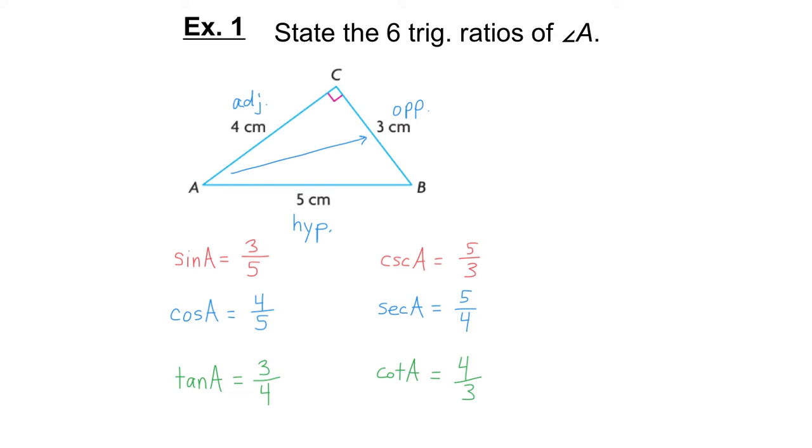Cosine is adjacent over hypotenuse, 4 over 5. Tangent is opposite over adjacent, 3 over 4. The cosecant is the reciprocal of sine, so 5 over 3. The secant is the reciprocal of cosine, so 5 over 4. And the cotangent is the reciprocal of tangent, 4 over 3.